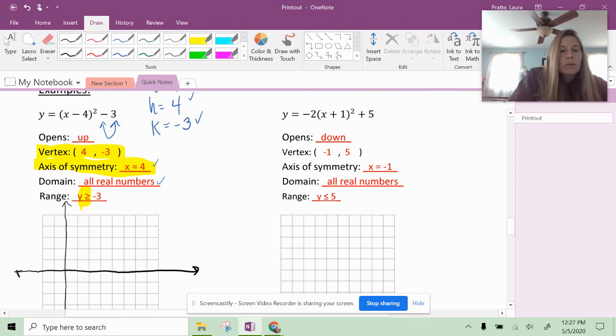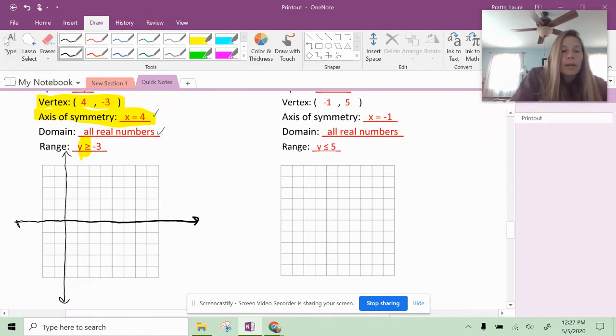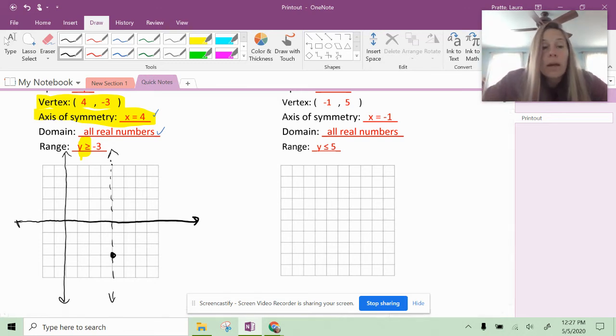And we said this one was going to open up, right? Okay, so my vertex is (4, -3). So if I go over 4 and down 3, I'm right about here. And I'm going to draw my axis of symmetry through that point. Now, we know the graph's going to open up, but where are some points on either side?